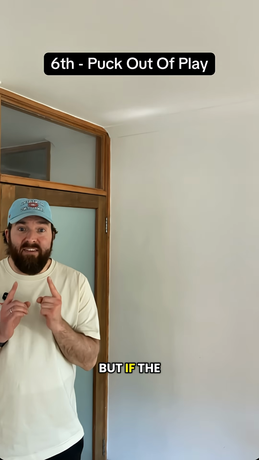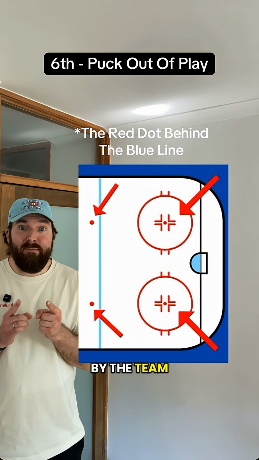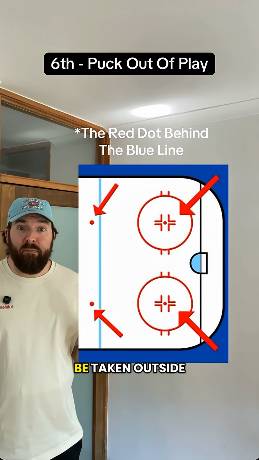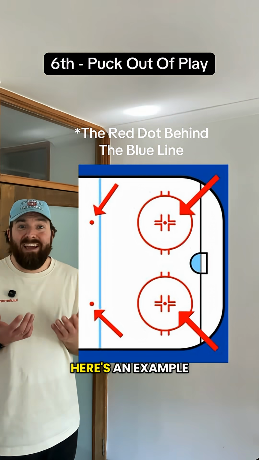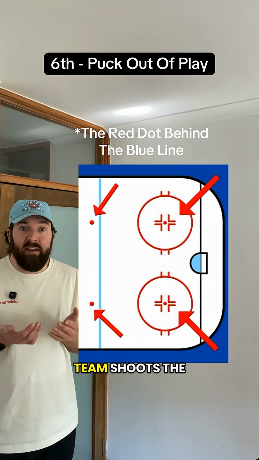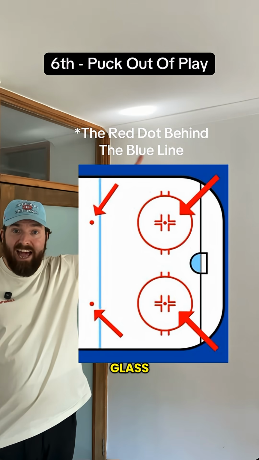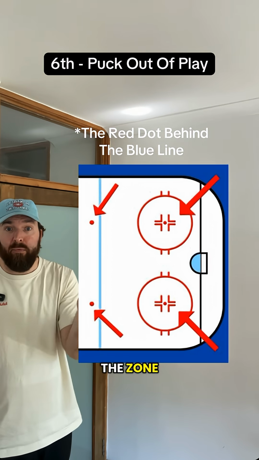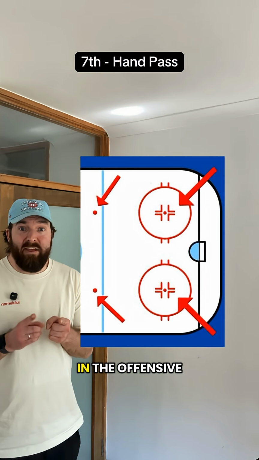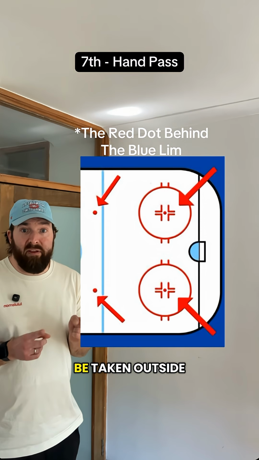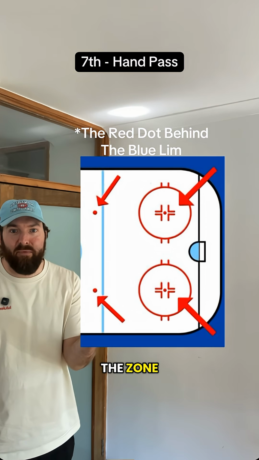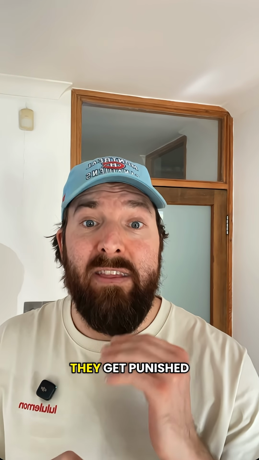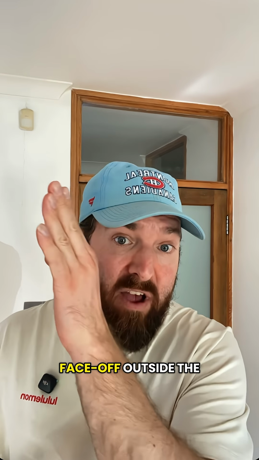But if the stoppage is created by the team that is attacking, the face-off would be taken outside the zone. Here's an example. If the attacking team shoots the puck over the glass, the face-off would be taken outside the zone. If there's an illegal hand pass in the offensive zone, the face-off would be taken outside the zone. This is what you need to keep in mind. In general, if the stoppage is created by a team that is attacking, they get punished by having the face-off outside the zone.